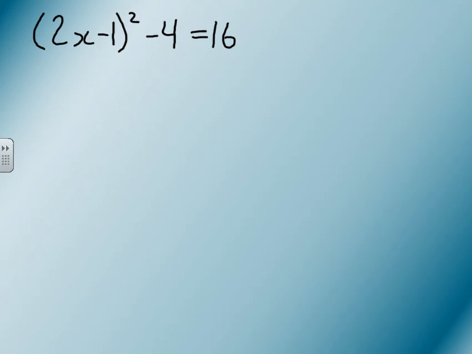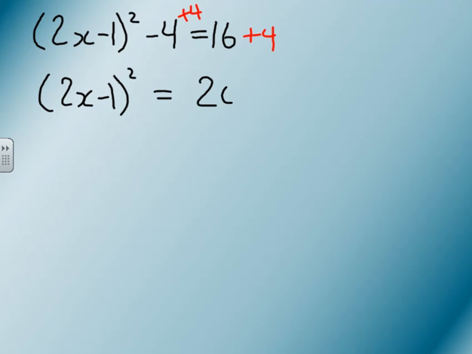Let's go and do a second example of the same type. We use the square root property to solve this. First thing I want to do is the same. So I want to move that minus 4 over to the other side. So I'm going to add 4 to both sides. I now have 2x minus 1 squared equals 20.